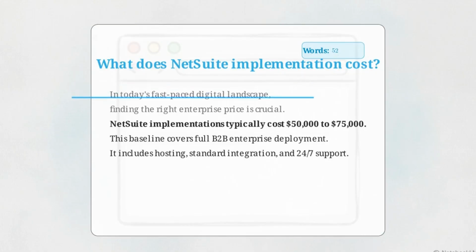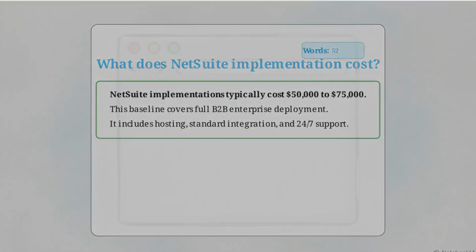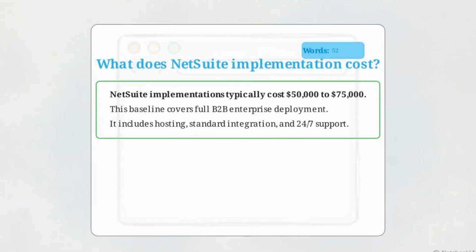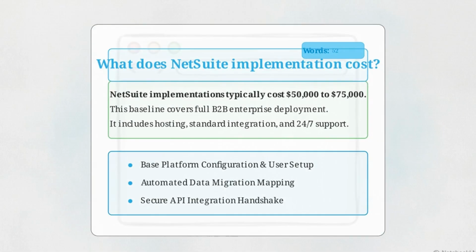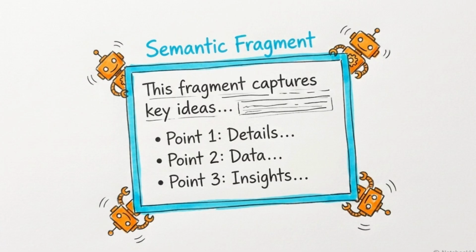Next is the atomic answer rule. You must place a direct answer spanning exactly 40 to 60 words immediately below your new question heading. This text cannot contain vague introductory fluff or narrative marketing language. Get straight to the facts. Finally, follow that atomic answer with an ordered or unordered HTML list. This makes your operational steps or features highly scannable for the machine. This precise definition-to-list structure organizes information into the semantic fragments AI models hunt for, reducing the friction for citation.